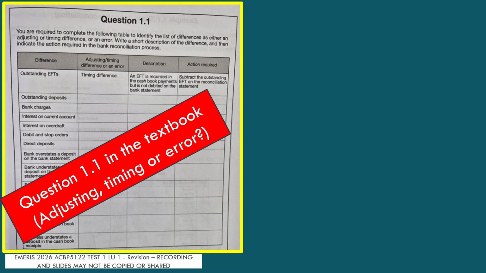In your textbook, there is question 1.1, and this is a really excellent question to do some revision on your knowledge of the theory. In this question, we give a number of reconciling differences, and you have to identify them and say how did this difference arise and what will be the correct action. So if you have not yet completed question 1.1, I would recommend that you do this question, because it is a really nice test to see if you understand the different reconciling items.